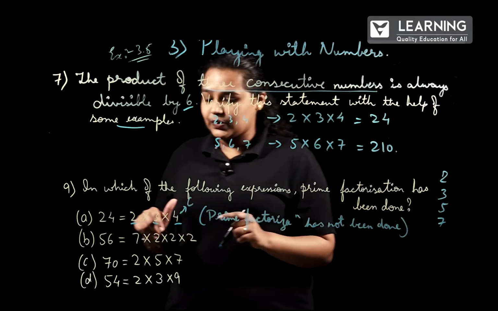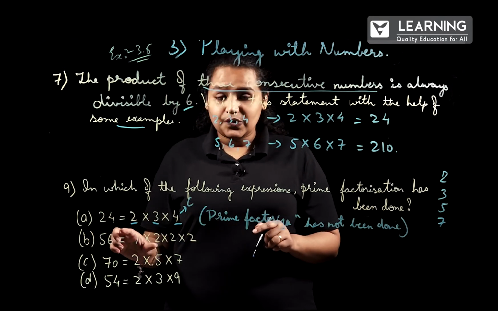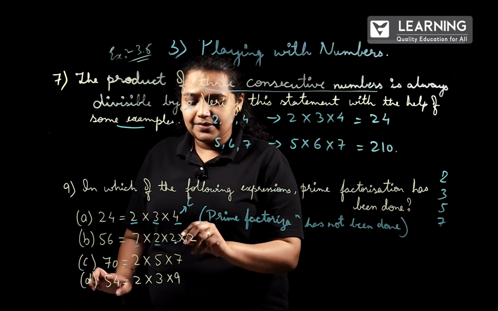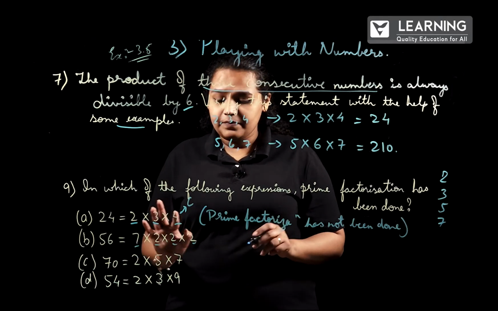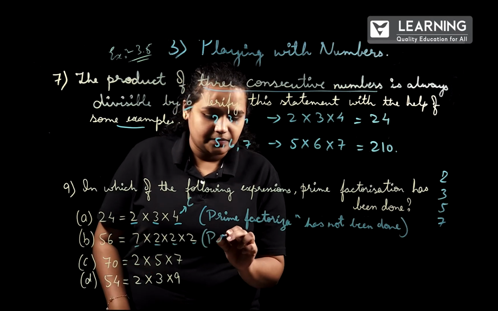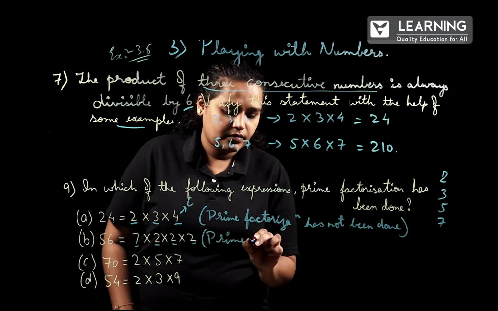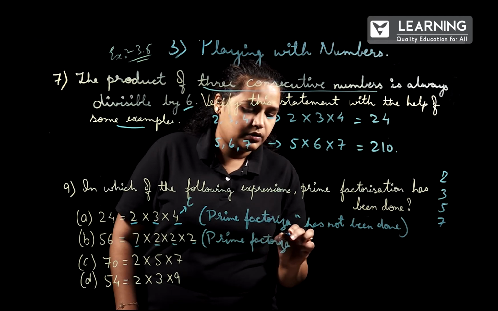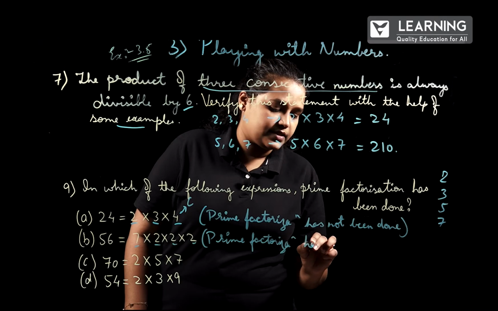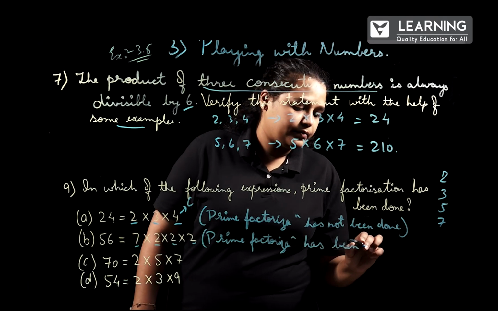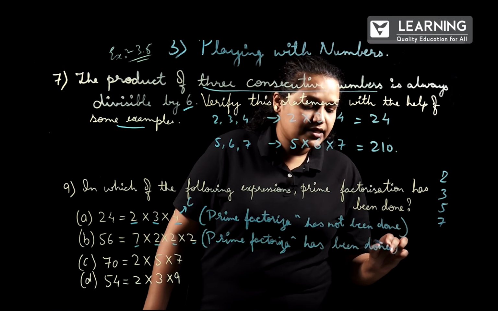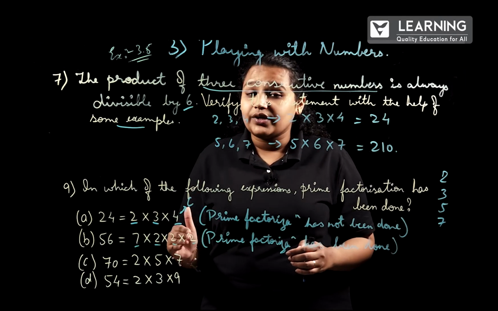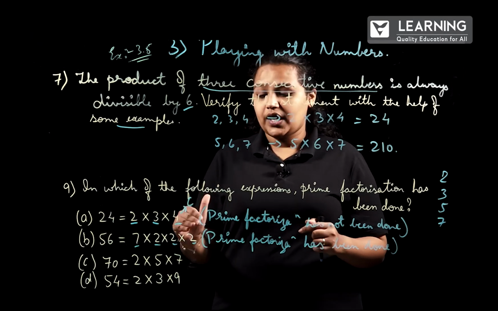So, the next expression we will see: 56 is equal to 7 into 2 into 2 into 2. So, all the numbers are prime numbers. Here prime factorization has been done. You have to write whether it has been done or not, and if not done, we have to give the reason why it is not completed.